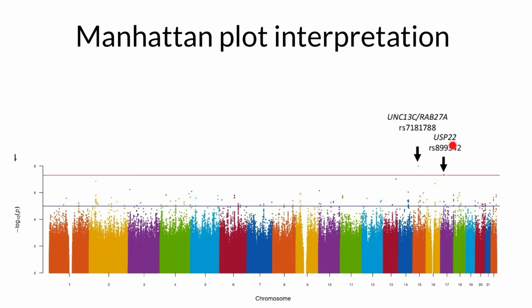Above the RS numbers, you see names of the genes. For example, UNC13C / RAB27A. This suggests that the SNP is located between these two genes, or affects both of them. These genes are often involved in how cells release chemicals, vesicle trafficking, and for example, another gene, USP22, is a specific gene that plays a role in regulating cell growth and cleaning up proteins in the body.